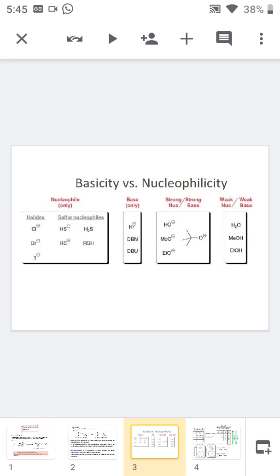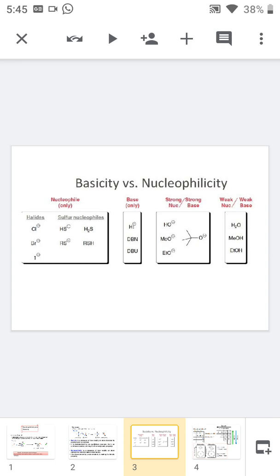The second category, they are acting as only base. For example, if we consider the H minus, it can combine with the H plus ion to form hydrogen gas. That's why it is acting as a base. But it is not a nucleophile because H minus ion cannot combine with the carbon because the sizes of the carbon and hydrogen are entirely different. So the overlapping between the 1s orbital of the hydrogen and the p orbital of the carbon is not at all effective. That's why this category is only a base. They do not act as a nucleophile.